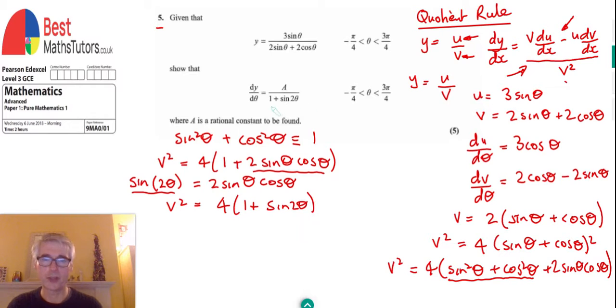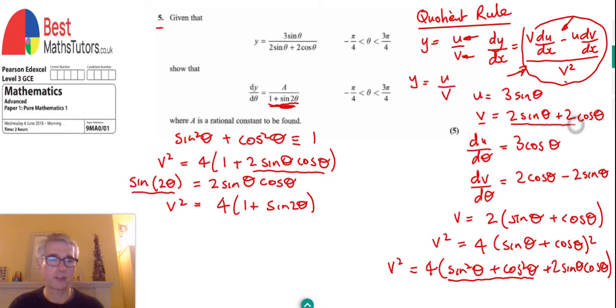And that's good because it's starting to look like the bottom of this equation that we're trying to find. So if we now substitute it into our formula at the top here for the quotient rule, we're going to replace the v there by 2 sine theta plus 2 cos theta.